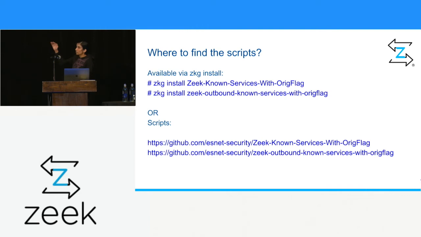Again, the first script, you can just enable like that, and you will have an extra nice column in your known services.log file. But for the second one, the outbound, just make sure that the first one is enabled because it is dependent on that one. Other than that, if you just want to look at the scripts, they are in the GitHub account as well.